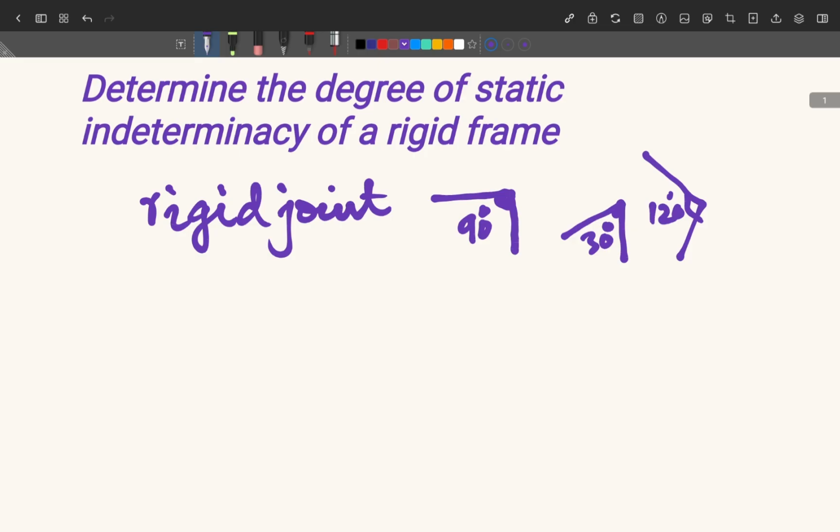And other than rigid joint, we have the flexible joints, which you have seen already in the case of the truss. All those pin joints will be considered as the flexible joints. So we are talking here about the rigid joints. In that case, we have got this information that the angle will not change between the members after the loading. This is one thing that we should know, how the members will behave after loading.